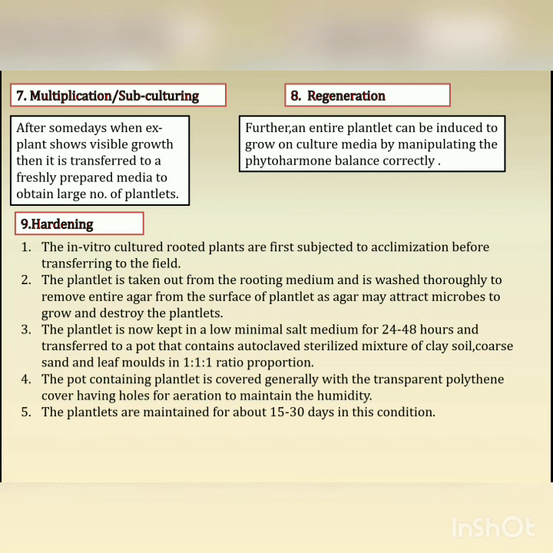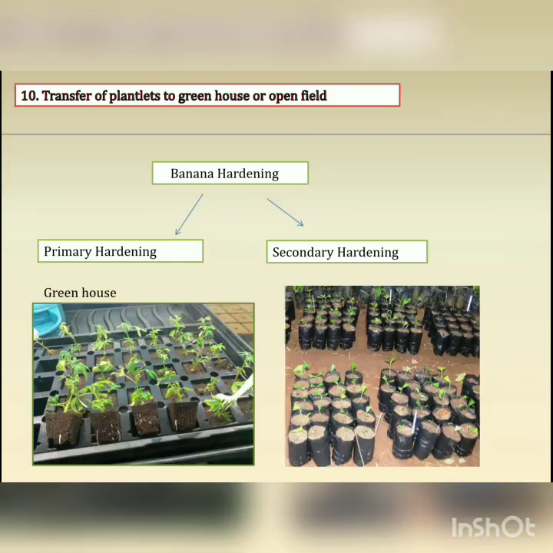Now third, the plantlet is kept in a low minimal salt medium for 24 to 48 hours and transferred to a pot that contains an autoclaved sterilized mixture of clay soil, coarse sand and leaf molds in 1:1:1 ratio proportion. Fourth, the pot containing the plantlet is covered, generally with a transparent polythene cover having holes for aeration, to maintain the humidity. The plantlets are maintained for about 15 to 30 days in this condition.